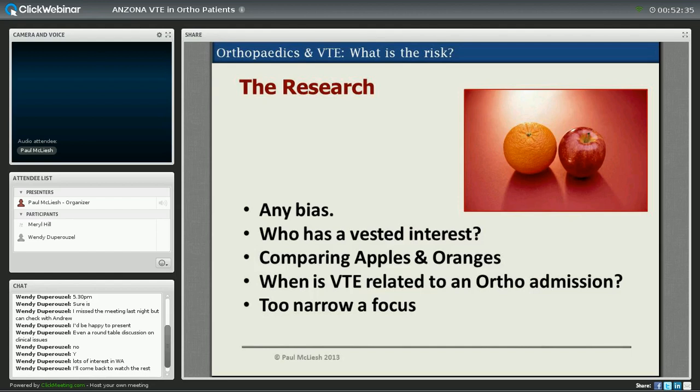Comparing apples and oranges, so if you're looking at some sort of research that looks at total hip replacements, you're not comparing that with someone who's looking at patients who have ACL done or something of that nature. So you've got to try and keep that in mind as well. We talked about when VTE is related to an ortho admission, there might be too narrow a focus on the research.